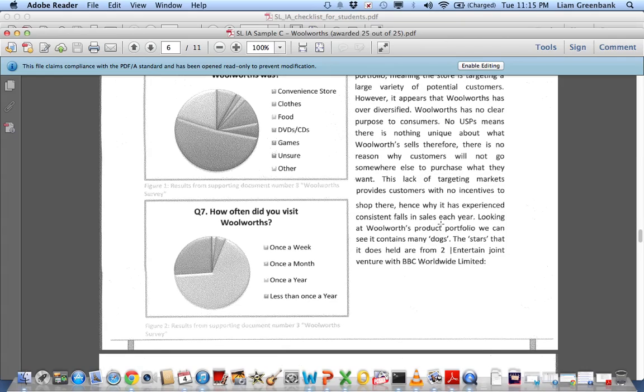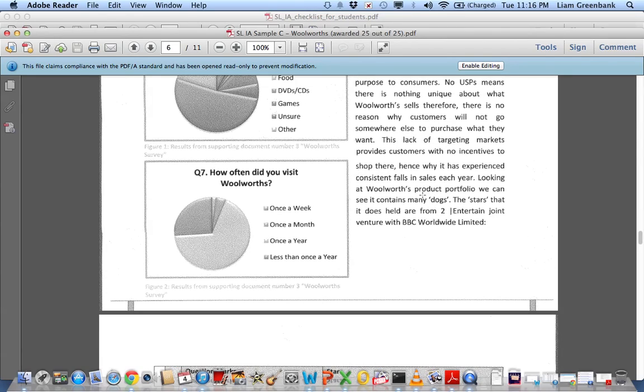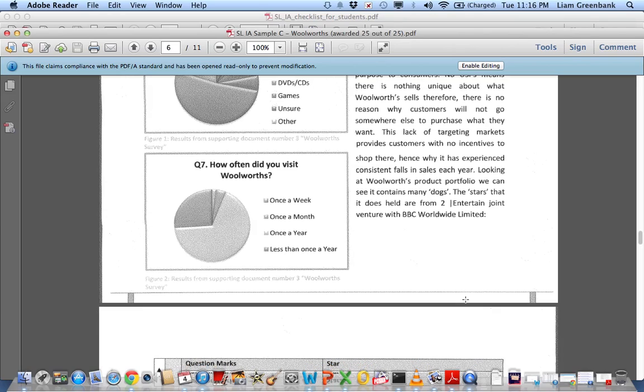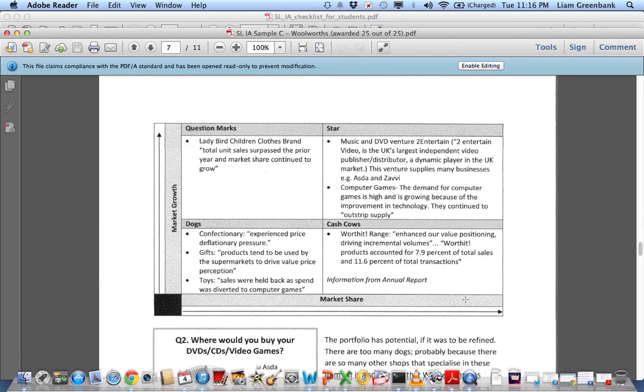And you see here how they have referenced the research results from supporting document number 3, or you might put appendix number 3, Woolworths survey. And if we go to the back in a minute, we will see that all of the supporting documents are there. Looking at Woolworths' product portfolio, we can see it contains many dogs. The stars that it does hold are from 2.